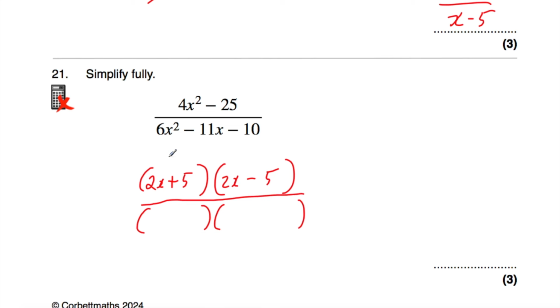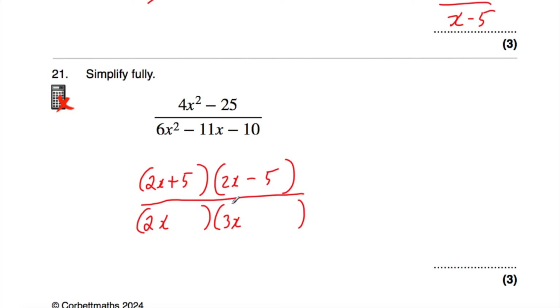Now again, we're going to use what we've got on the numerator to give us a bit of a hint to what might go on the denominator. So hopefully one of these two brackets will be down here as well. So we've got 6x squared. Now because both brackets have got 2x, rather than writing 6x and x, I'm going to try a 2x and a 3x, because 2x times 3x is 6x squared.